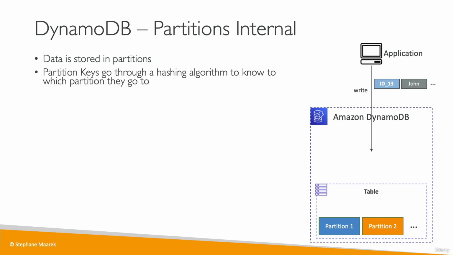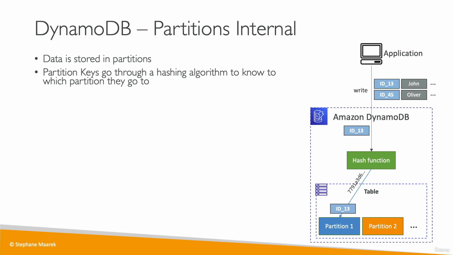So only the partition key actually is going to go through a hashing algorithm to understand which partition to go to. So if we take the partition key of ID 13, it's going to go through this internal hash function of DynamoDB, and it's going to say, hey, anytime I see ID 13, this is going to go into partition 1.